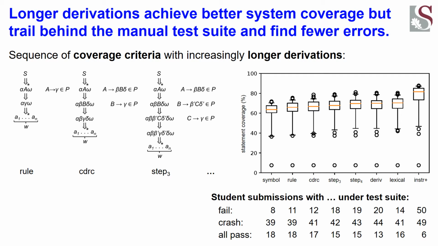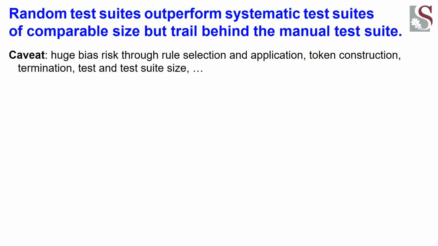The results are even worse if we look at error detection. Even in the best case, we detect parsing problems, that is, compilers rejecting a valid program, only in 20 submissions, while the instructor's test suite does this for 50 submissions. The difference is somewhat smaller if we look at crashes triggered, but overall, these test suites are not very good in spotting errors in student code, which should be easy, right? Next, we look at random derivations.